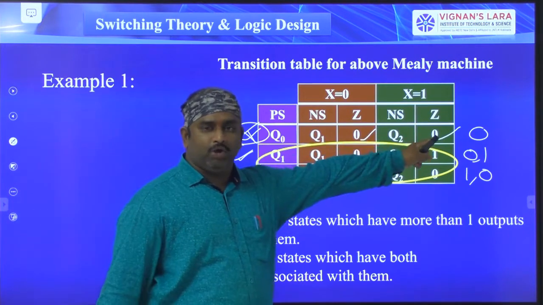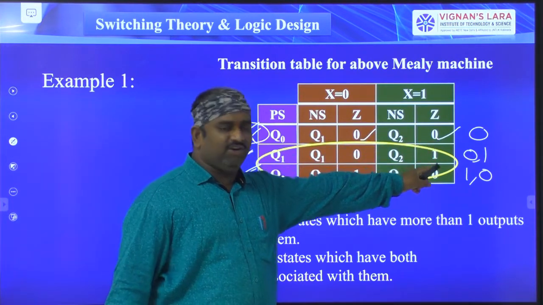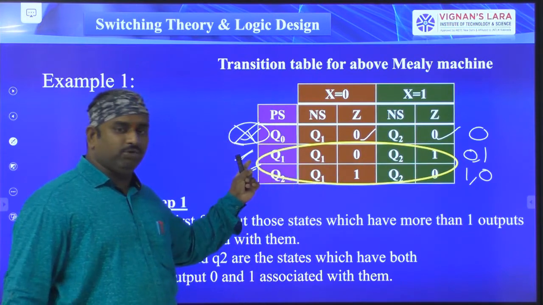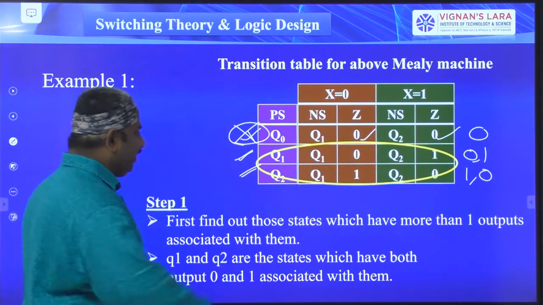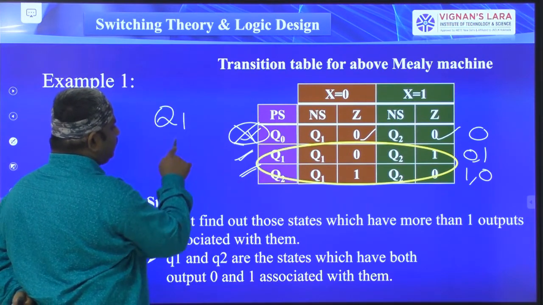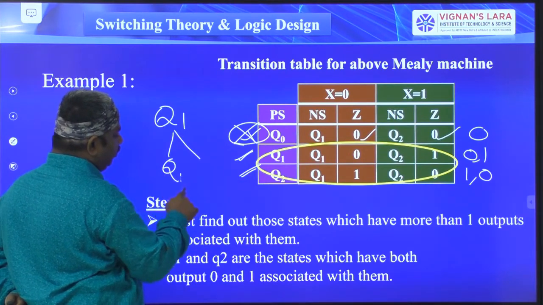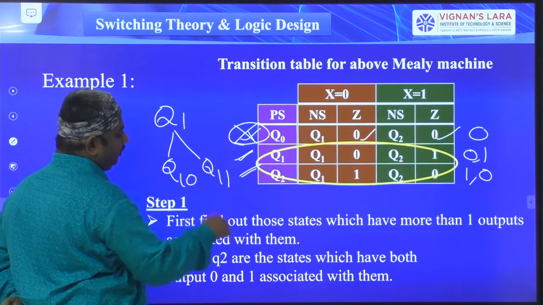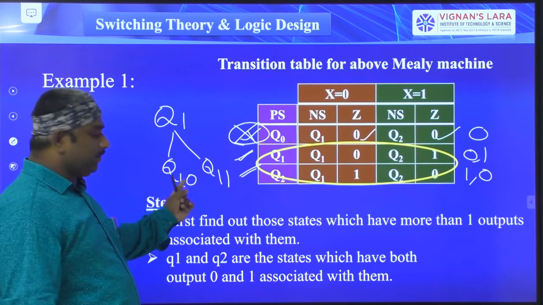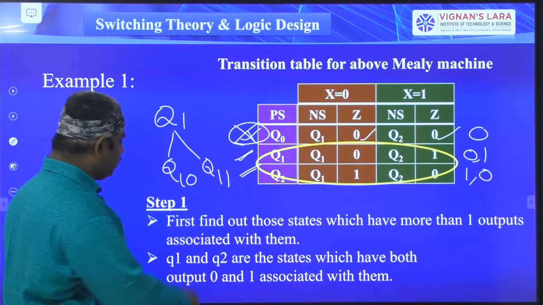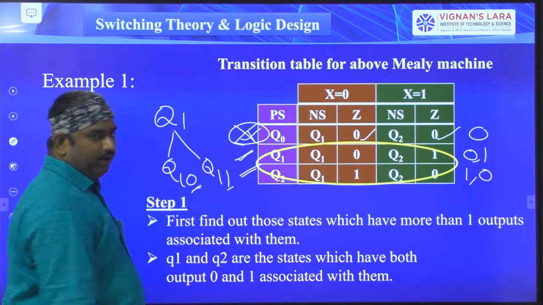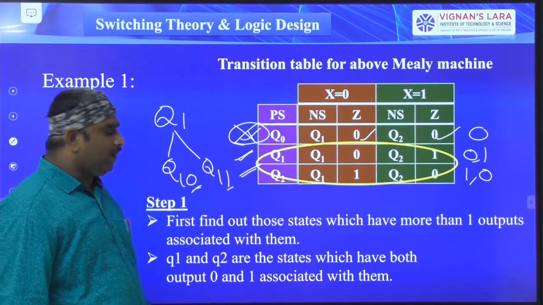So if only one output is available, no problem. If two different outputs are available, then you have to split this state into new states. For example, here you have Q1. This Q1 you have to split into Q1 0 and Q1 1, where Q1 0 represents output 0 and Q1 1 represents output 1. So the last digit, this 0 and 1, represents the corresponding output.